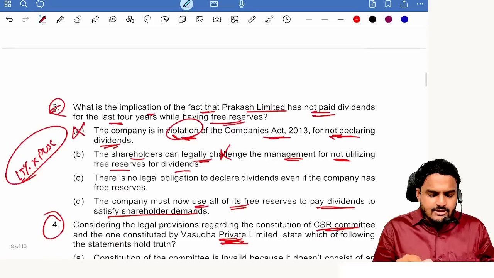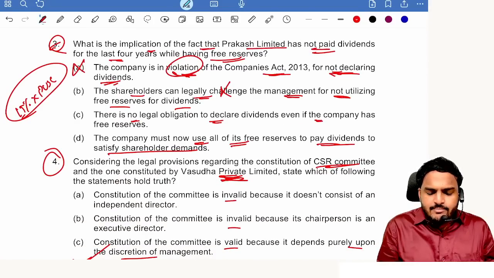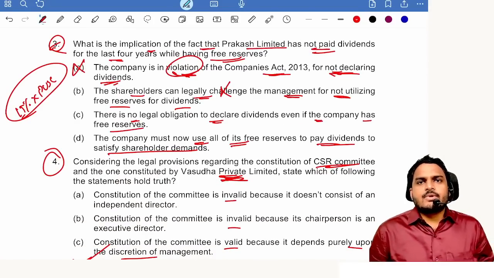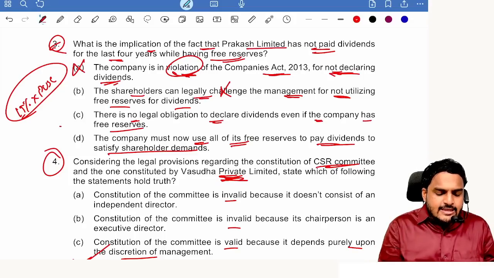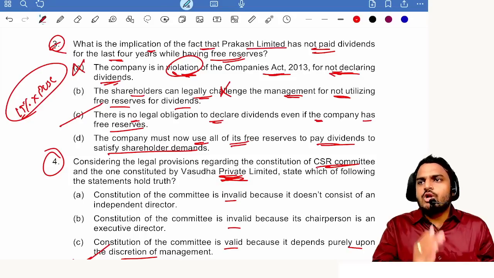Now let's see another option. There is no legal obligation to declare dividends even if the company has free reserves. Out of 4 options, C is the best option. 3 options are incorrect. C is the best possible option.